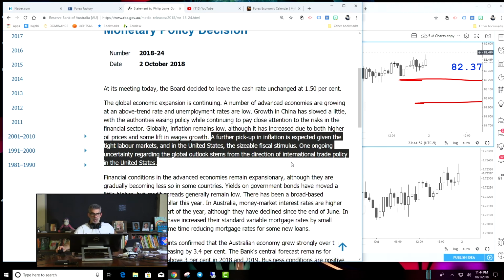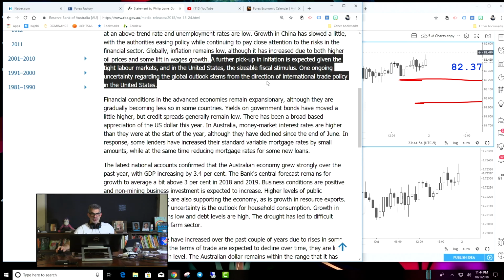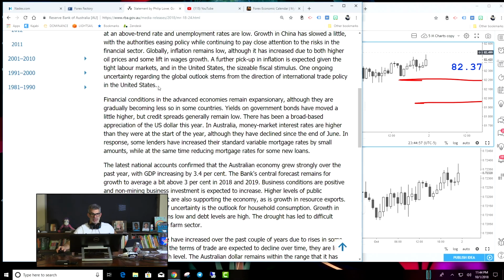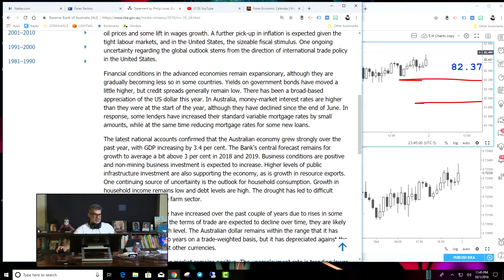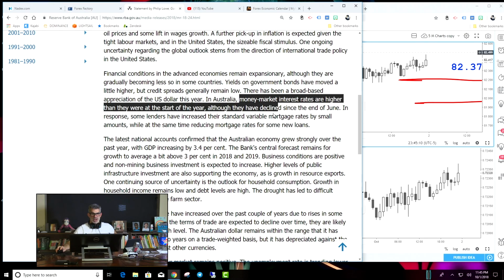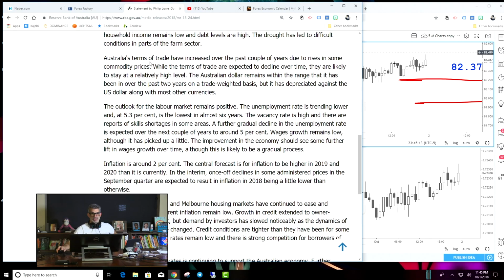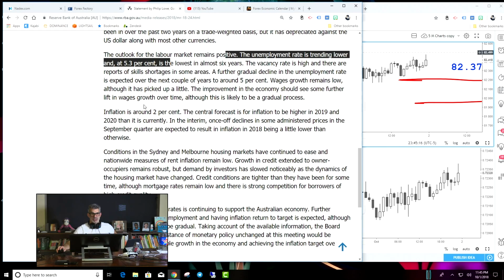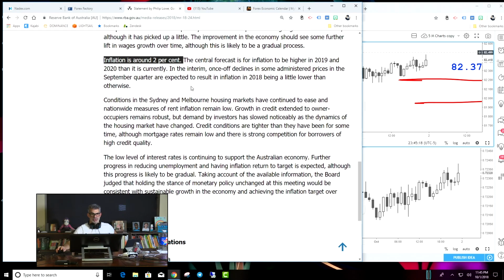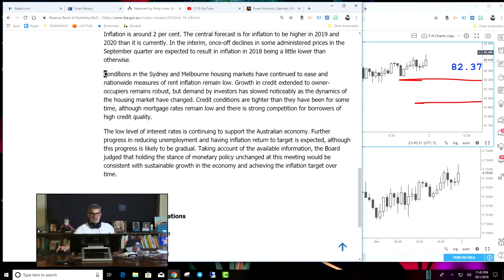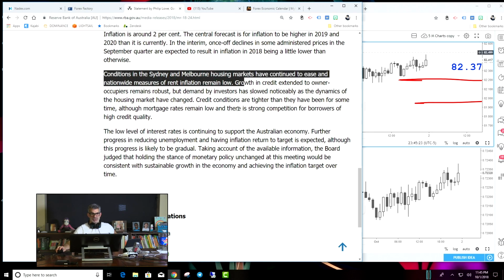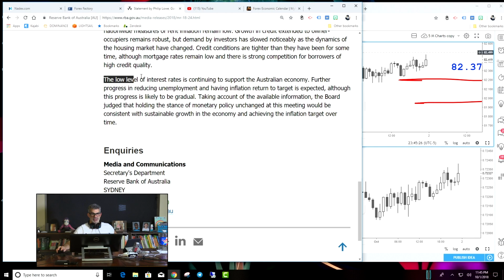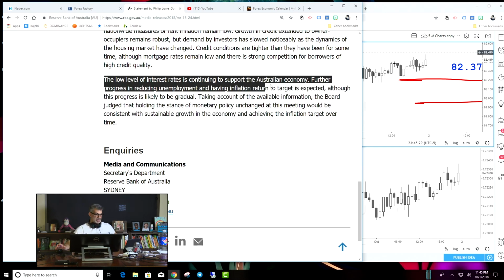Anyway, one ongoing uncertainty regarding the global outlook stems from the direction of international trade policy in the United States. I think that's just a lot of talk, and it turns out that a lot of deals are made. Financial conditions in the advanced economies remain expansionary. There's been broad-based appreciation of the U.S. dollar. That's true. Money market rates are higher. Latest national accounts, terms of trade, outlook for the labor market remains positive. Inflation's around 2%, which most governments want. Conditions in Sydney and Melbourne housing markets have continued to ease, so they don't need to raise interest rates. The low level of interest rates is continuing to support the Australian economy.